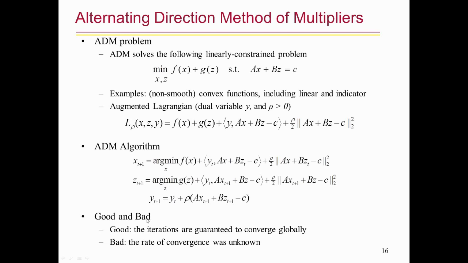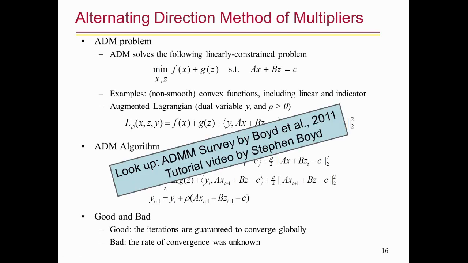The only issue with this, which has been around for a while, is that the rate of convergence was unknown until the last couple of years. Some of us have closed that gap, so now we know how it converges. It's mostly good news. What I would recommend is a beautiful ADMM survey written by Stephen Boyd and colleagues, and there are tutorial videos by Stephen Boyd just talking about this method and what it can do. I would encourage you to take a look at that. He illustrates through many examples why this method is so powerful and versatile, especially for large-scale learning.